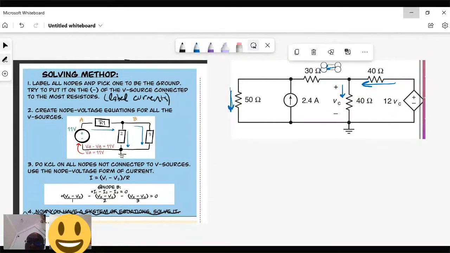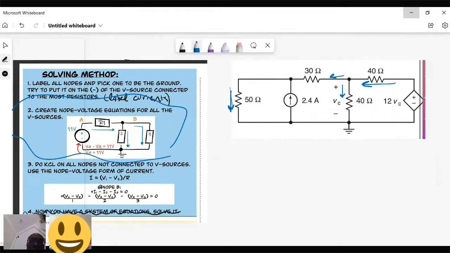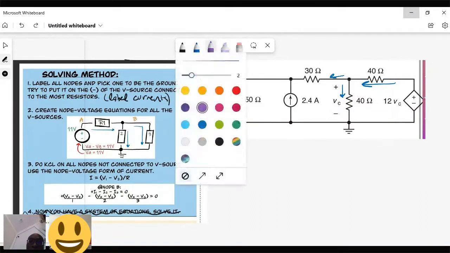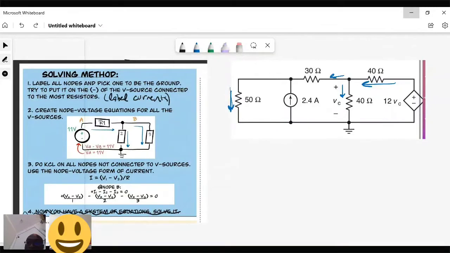All right. So with that being said, then we can do step two. Step two says create the node voltage equations for all your voltage sources. How many voltage sources do we have in this bad boy? Two, nope, just one. Yeah, just the one.